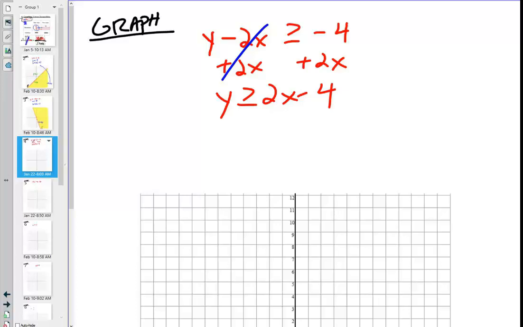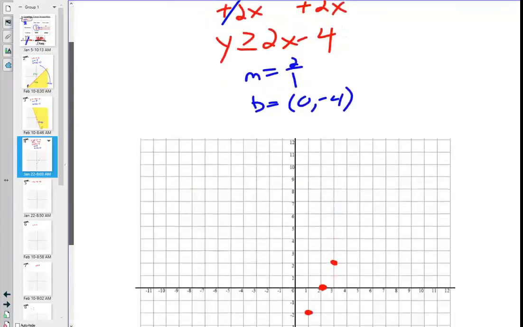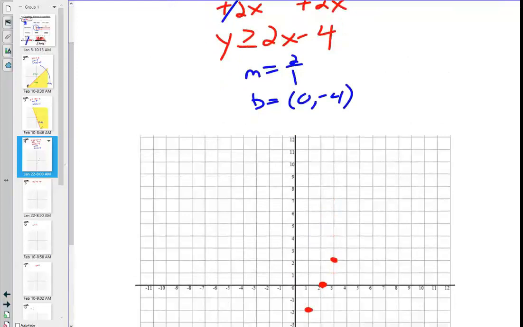Okay, so what you should have identified is that your slope is going to be 2 over 1. The y-intercept is 0, -4. The boundary is going to take you up 2, right 1. Okay, who says solid? Who says broken? And you want to be 50-50 on this one? No, you would have been better off being 50-50 because it is solid. If you have the or equal to sign underneath, it is solid.